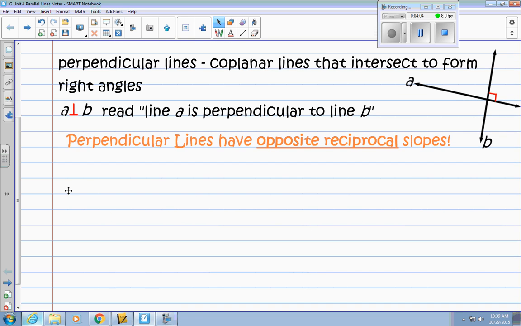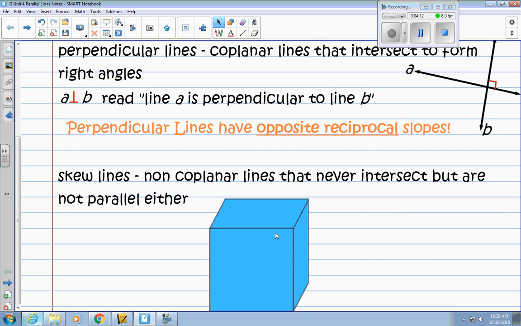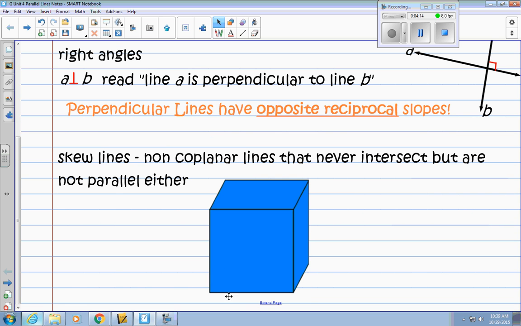And the last type of lines we're going to talk about today are skew lines. These are non-coplanar lines that never intersect, which is why I gave you a three-dimensional picture. Because they're non-coplanar, you can't draw them on a flat surface like your piece of paper unless you represent it with a three-dimensional figure. So these two lines would be skew because while they do not ever intersect, they're not parallel either. And the only way to achieve that is to have them be non-coplanar.